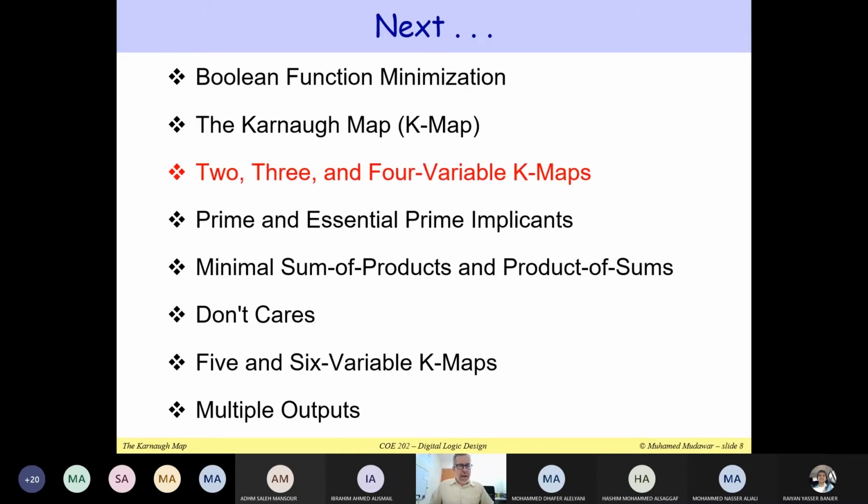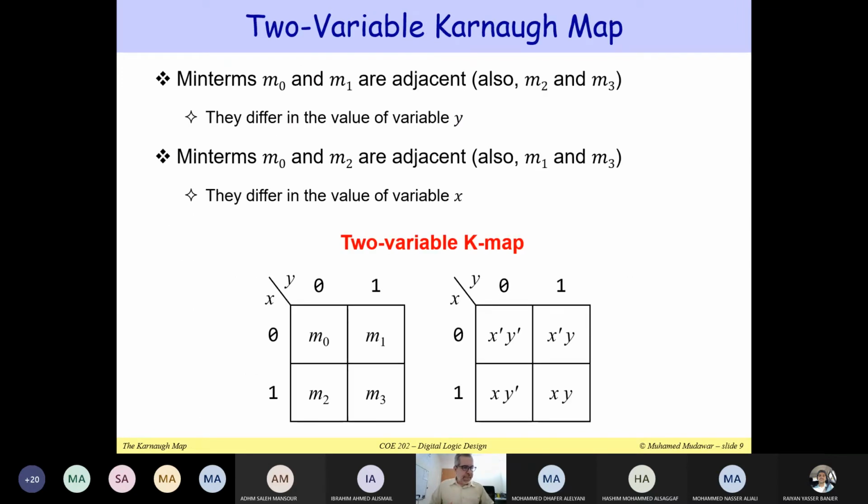So I'm going to show you now how to draw the Karnaugh map. I will start with 2 variables, then we'll move into 3 variables and 4 variables. Okay, maybe 4 variables next time in my next lecture. So let us start with a 2-variable Karnaugh map. If you have 2 variables, x and y, you will have 4 entries in the truth table. The Karnaugh map will be the simplest in the case of 2 variables.